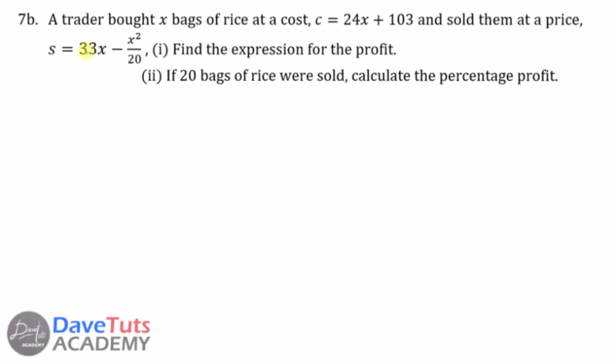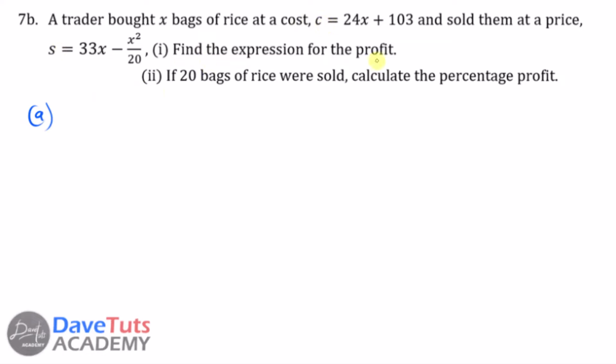In this question on commercial mathematics, we are told that a trader bought x bags of rice at a cost C is 24x plus 103 and sold them at a price S is 33x minus x squared over 20. We have to find the expression for the profit, and if 20 bags of rice were sold, we have to calculate the percentage profit.